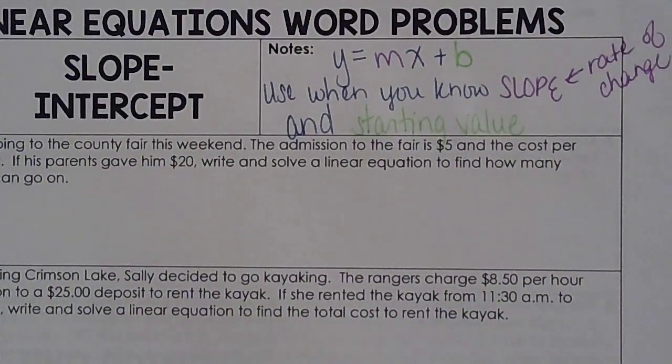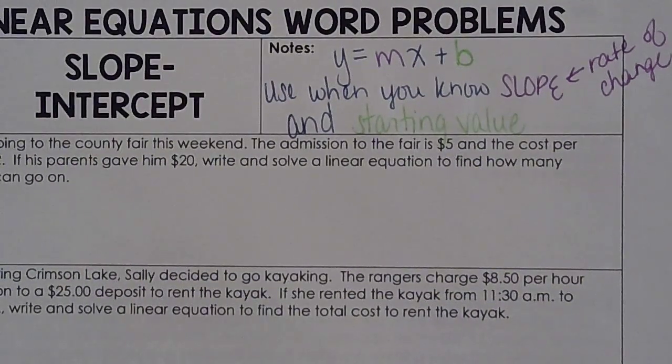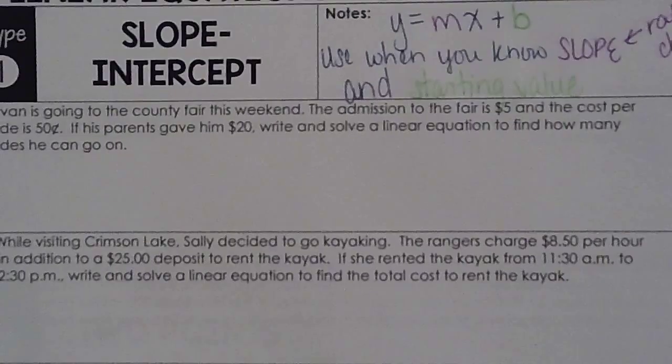Okay? There's 4 different kinds of word problems that we'll look at, so you have to be able to read it and say, what do I know? If you see cost per something, then you have a slope. So you're going to use one of your slope formulas. All right.